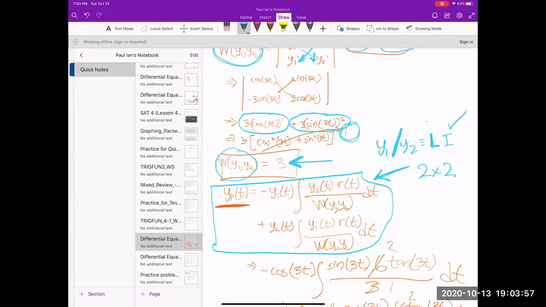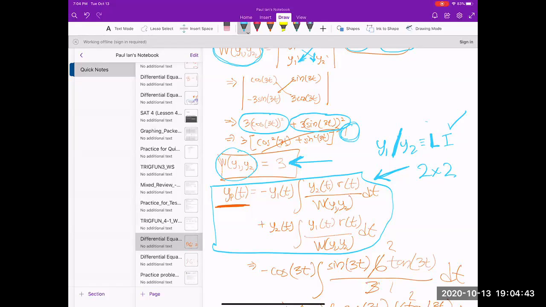So yp of t is negative y1 of t times the integral of y2 of t times r(t) over the Wronskian of y1, y2 dt, plus y2 of t times the integral of y1 of t times r(t) over the Wronskian of y1, y2 dt. If you look at this, what's different about the two terms being added?